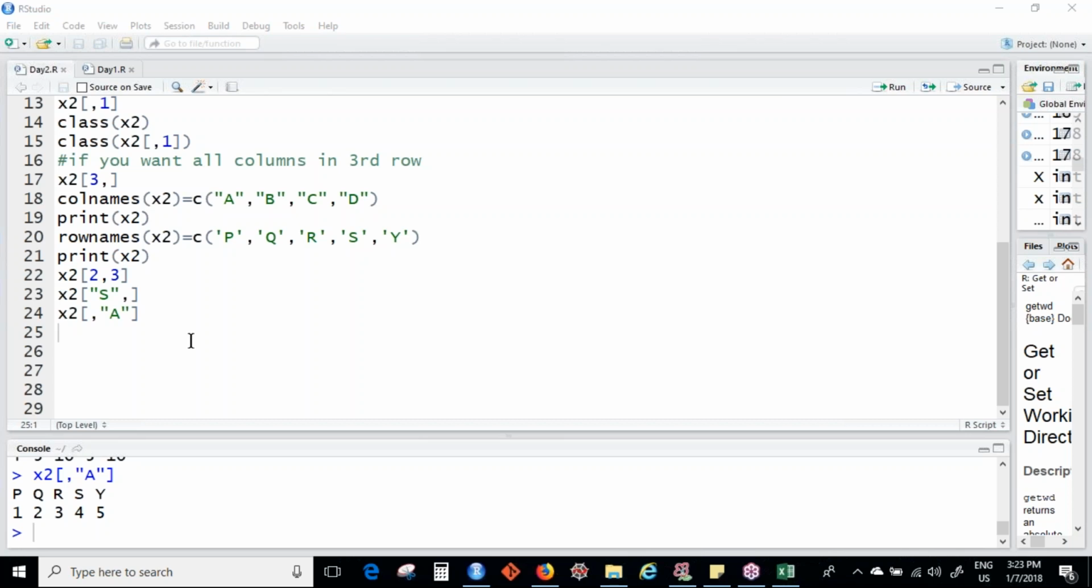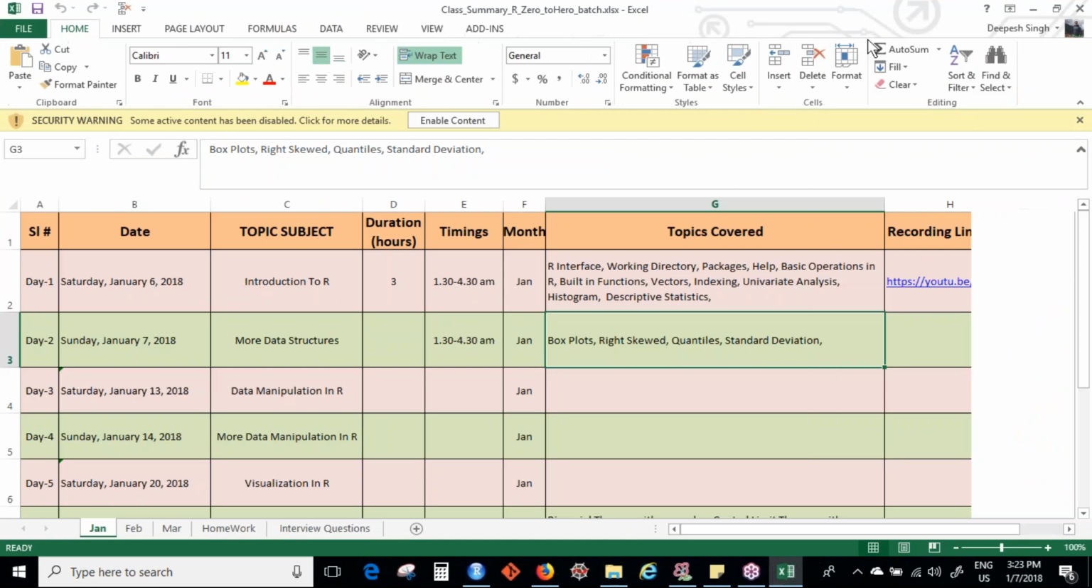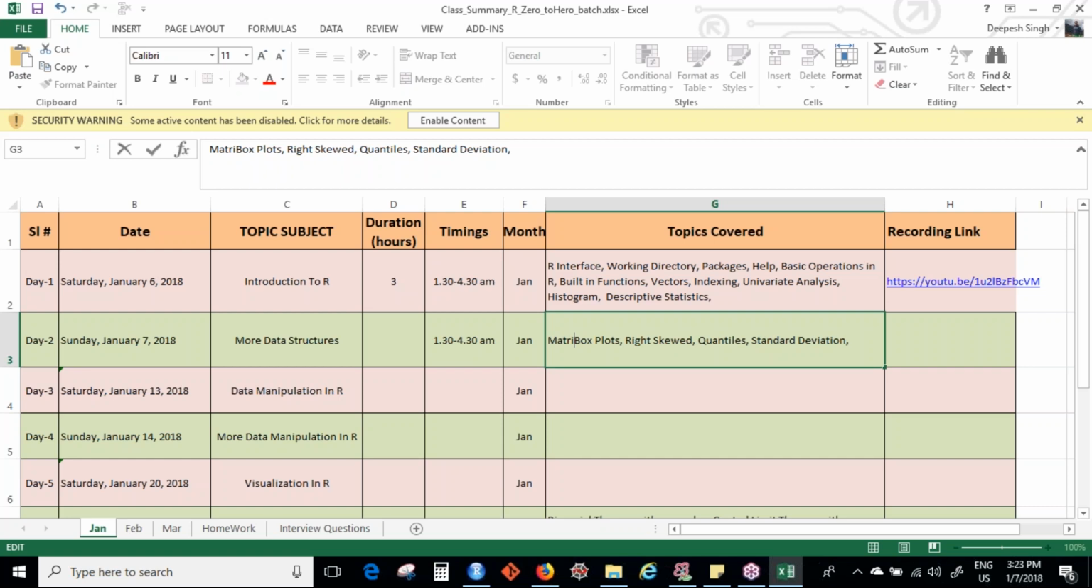Okay, so far any doubts, guys? So what have we covered so far? So let me just note it down. So far we have covered matrix, indexing in matrix. Okay, these we are yet to. So I'll come to that later.